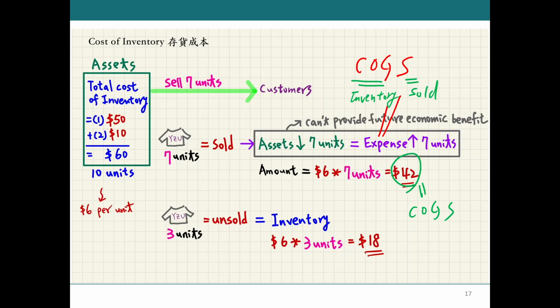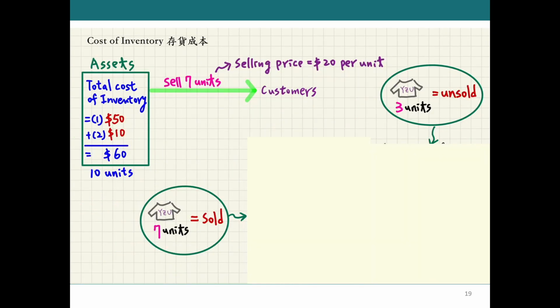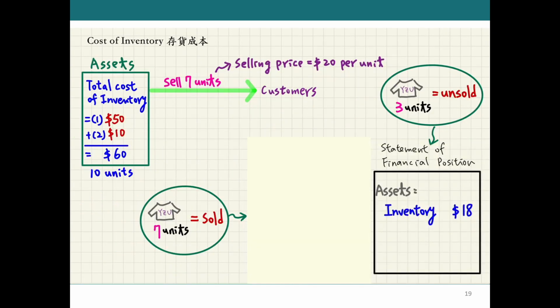2 major points we want to mention. After that, we still have inventory. Inventory is our current assets, right? So you will find the $18 of inventory on which financial statement? Balance sheet, statement of financial position, 财务状况表.